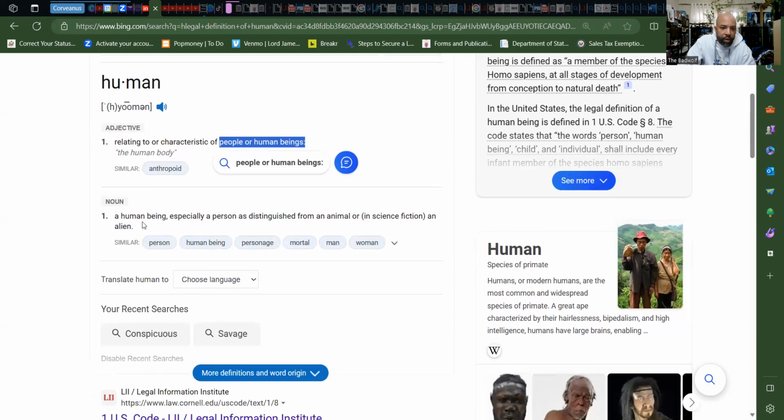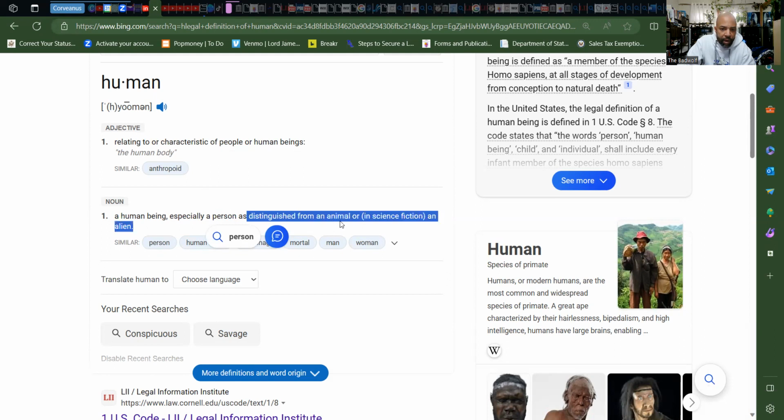Now let's see what it says here. A human being, especially a person, as distinguished from an animal. So a human being is different than a person, because it's distinguished from an animal, or in science fiction, an alien. Well, we know aliens are not science fiction.